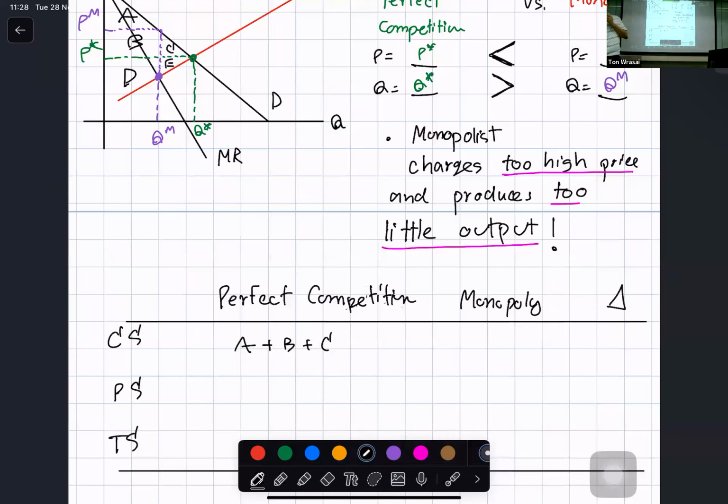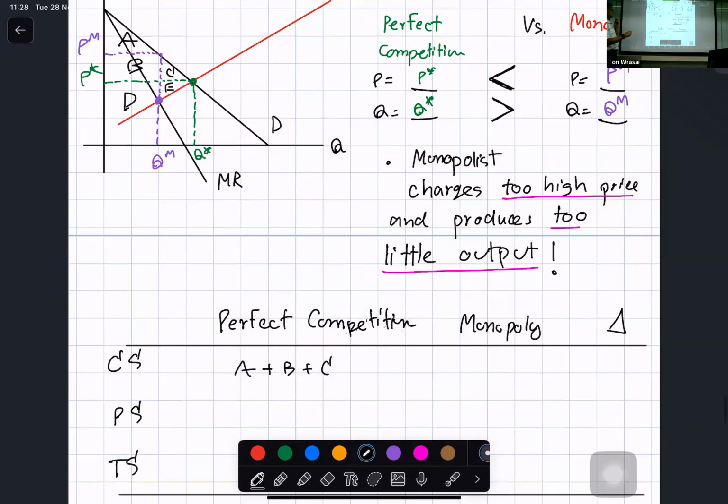Consumer surplus under monopoly. Do you mean producer surplus? No, consumer surplus under monopoly. I would say A. Consumers pay the purple price PM and buy only QM, the purple Q. The area under the demand curve above PM, that's A.